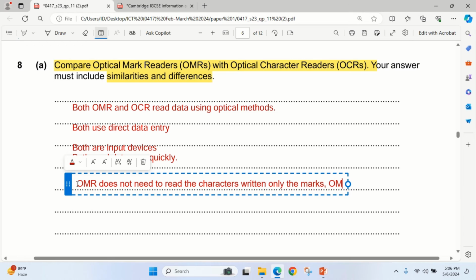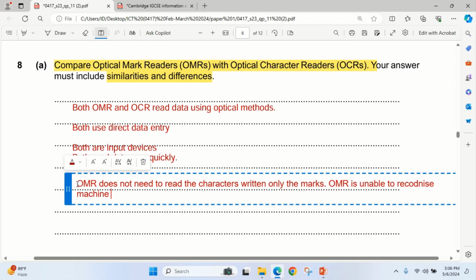Then you can also say that OMR is unable to recognize machine or hand printed characters. That is another one. OMR is unable to recognize machine or hand printed characters. You can say that. Another thing you can say is that for OMR to read, marks need to be within a specified area. That's very important.